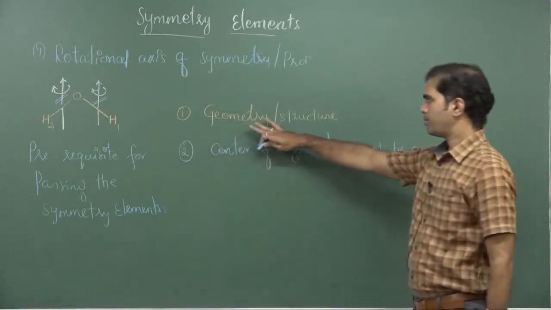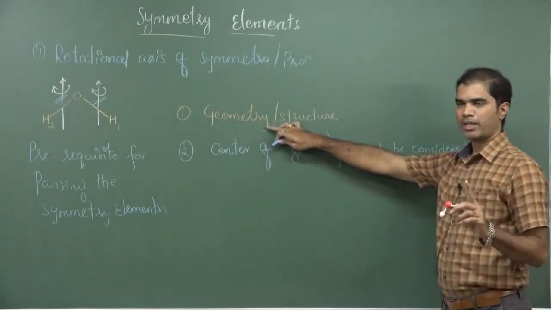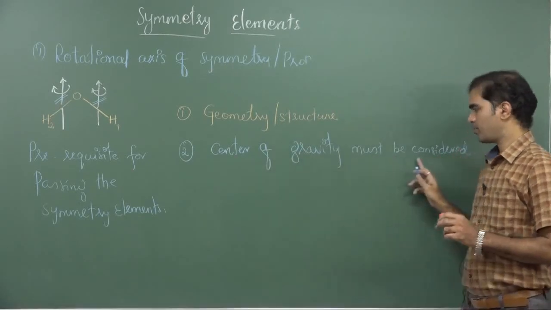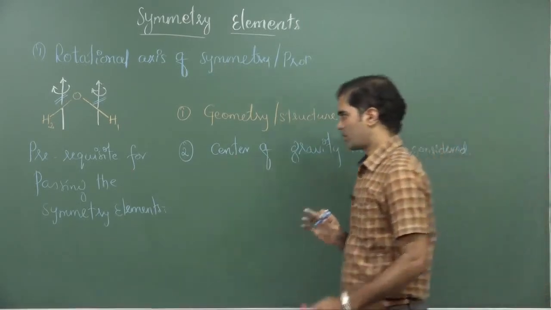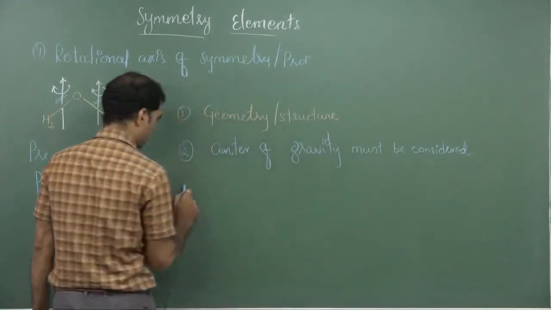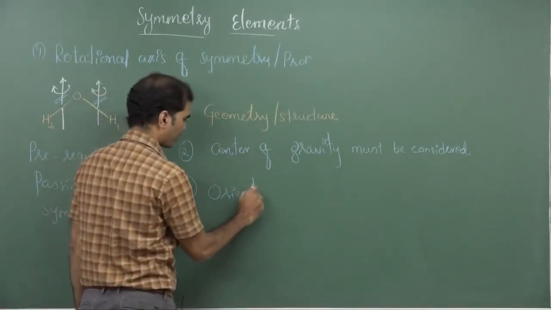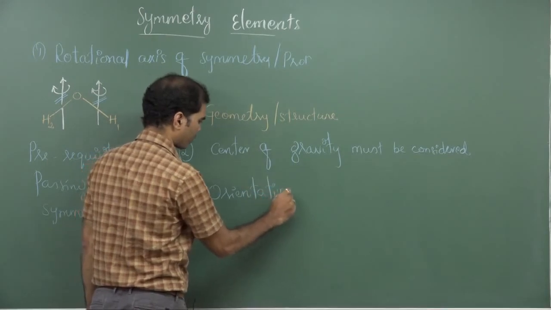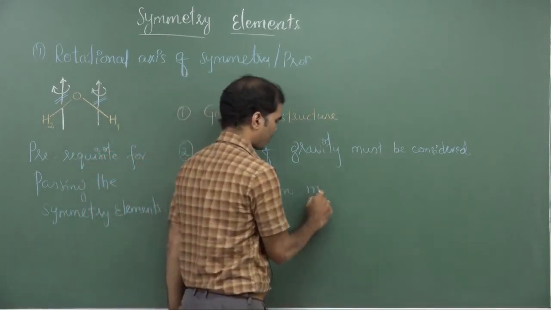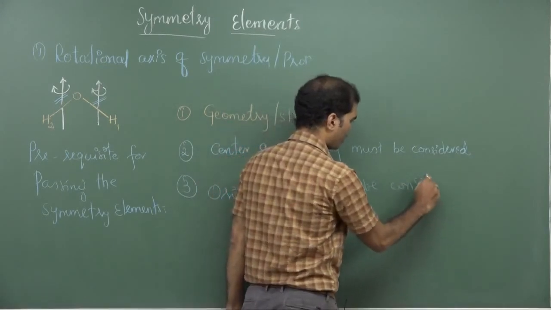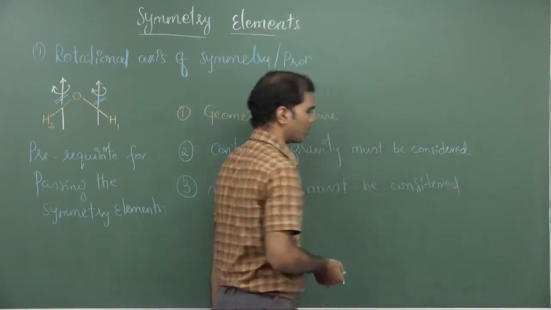Now these are the prerequisites. One should have an idea about the geometry and structure. Second prerequisite is center of gravity must be considered. There is also a third requirement. Orientation of the molecule should also be considered.